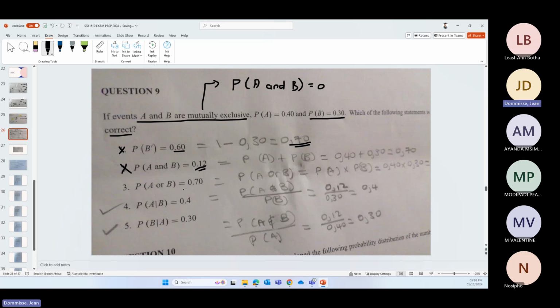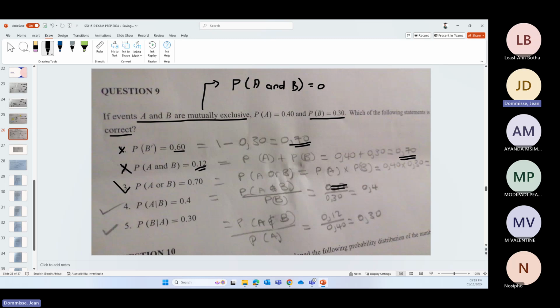Probability of A or B, so that is the probability of A plus the probability of B. So there's the probability of A plus the probability of B, so it is 0.7 because your AND is 0. So that is correct.